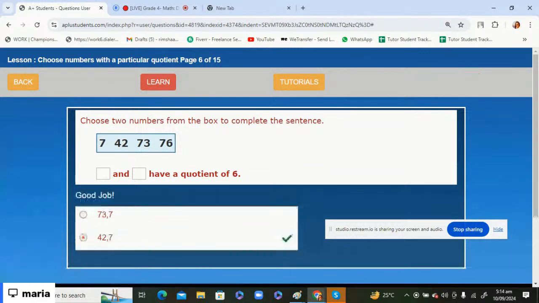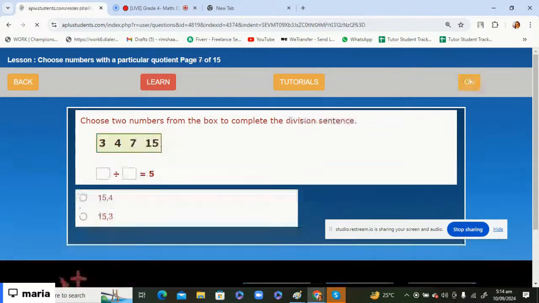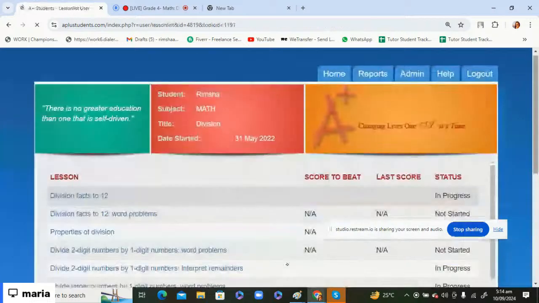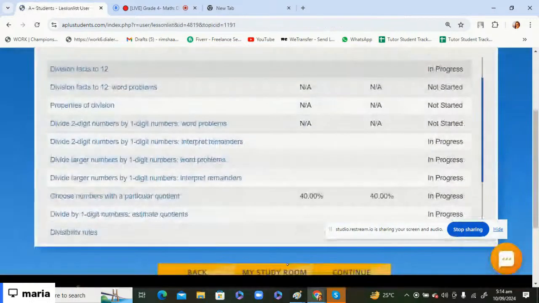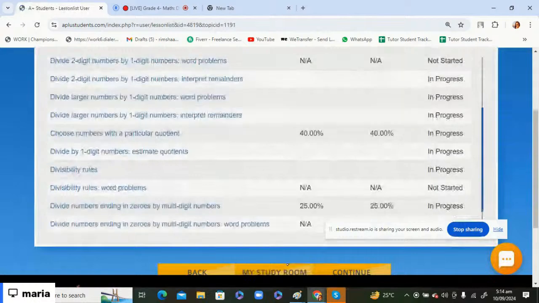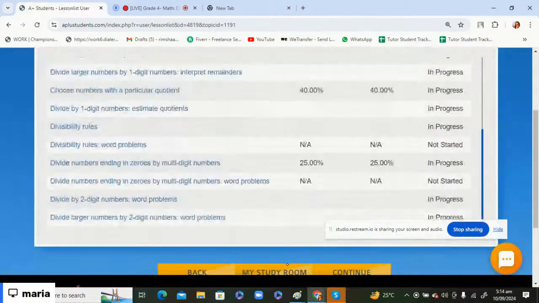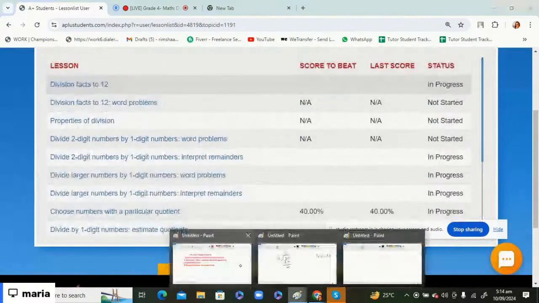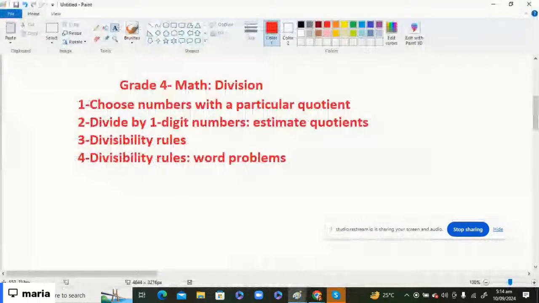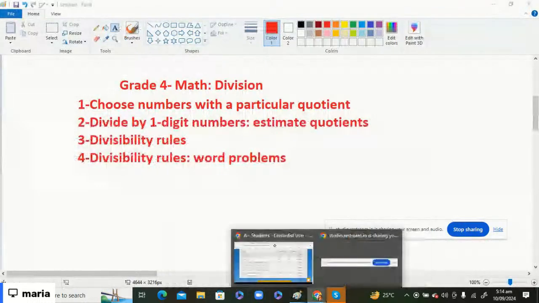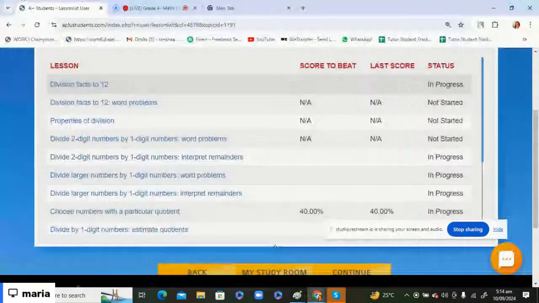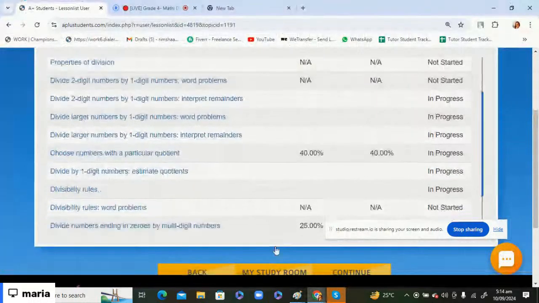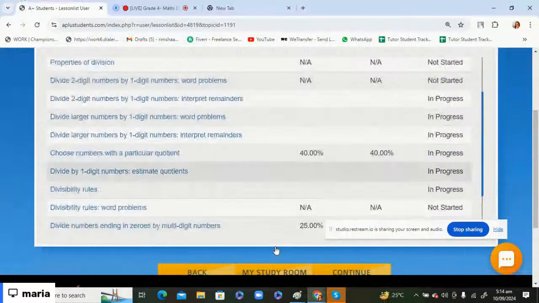Hope you guys understand this lesson. So let's discuss the next lesson so you can solve the rest of the test questions by yourself, related to these lessons. Which lesson have we done now? Choose numbers with a particular quotient. Okay. So now we are in dividing by a one-digit number, estimate quotients, okay?